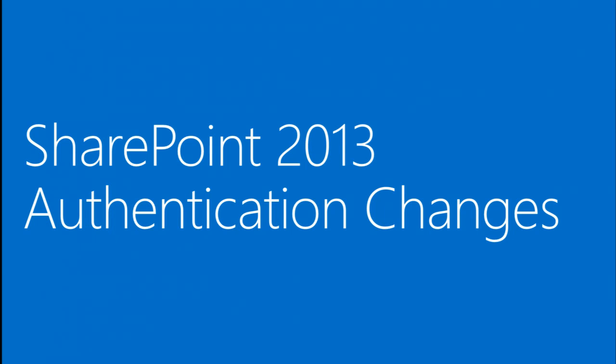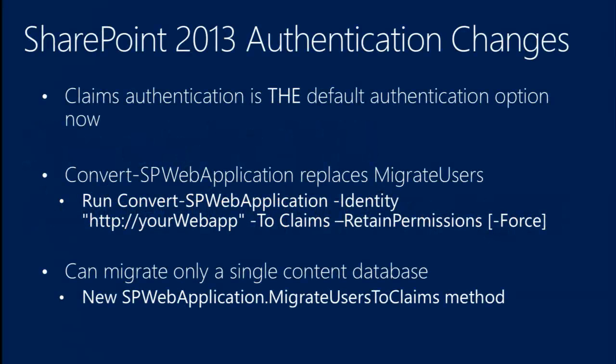All right, so I just want to cover the SharePoint 2013 authentication changes. With SharePoint 2013, we continue to offer support for both claims and classic authentication modes. However, claims authentication is the default authentication option now. So that means either Windows claims, FBA claims, or SAML claims. Classic authentication mode is still there, but it can only be managed in PowerShell. It's gone from the UI.